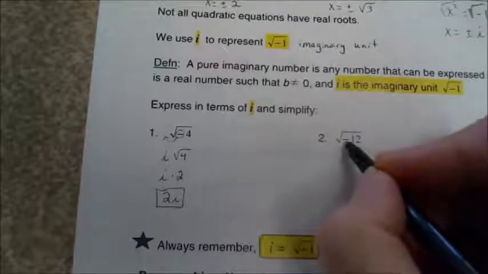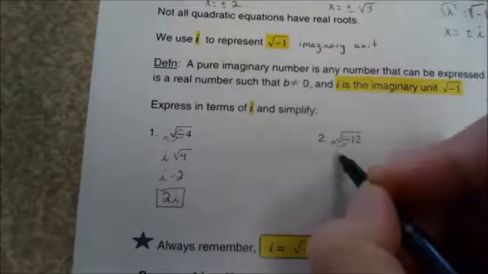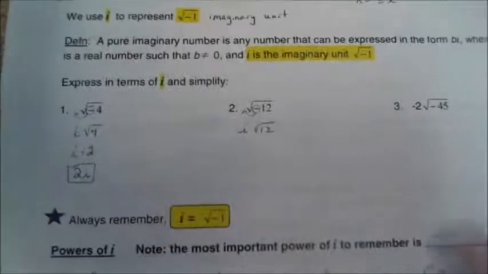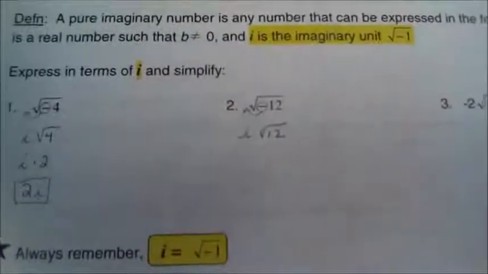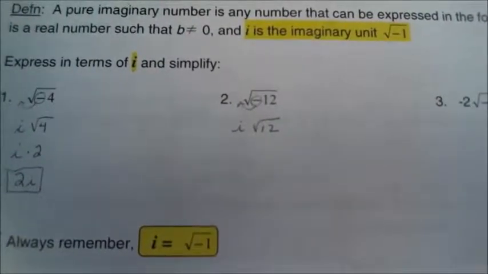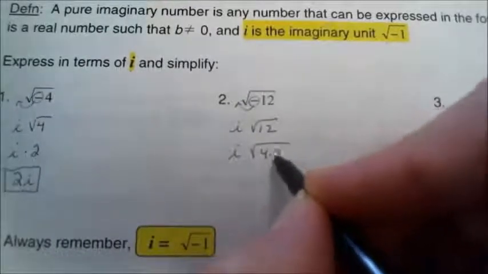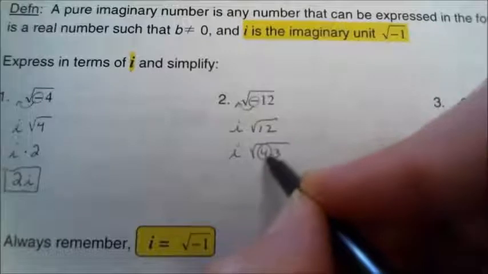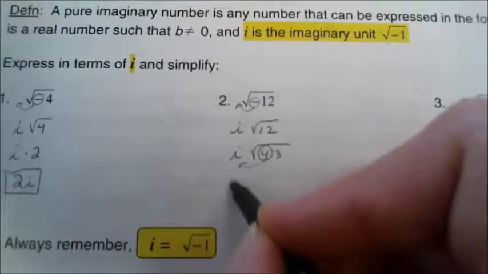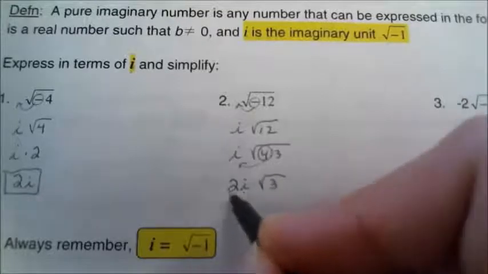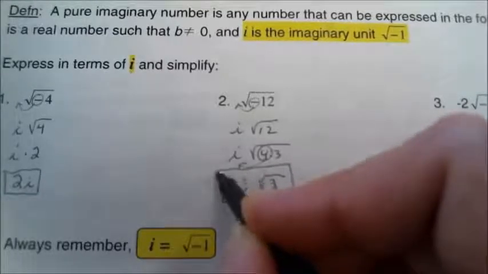The square root of negative 12, I take that negative out and I write it as i times the square root of 12. And the square root of 12 can be broken up into 4 times 3. So we're going to just call this i times the square root of 4 times 3. And when you take the square root of 4 out and call it a 2, you're going to get a 2 times an i on the outside and a square root of 3 on the inside. So that's simplified in terms of i.